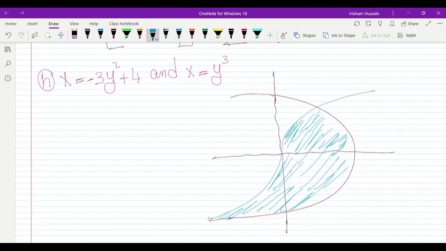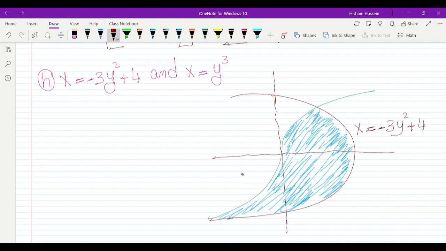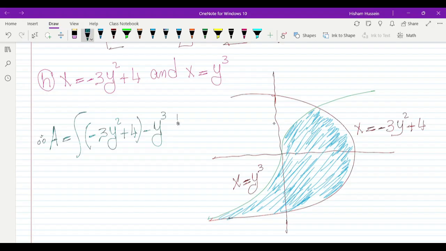So it's proper to think here not of the upper and the lower curve, but the right and left curves. Where is the right curve? The right curve is x equals negative 3y squared plus 4. The left curve is x equals y to the power 3. So the area here will be the integration of the right minus the left, corresponding to the integration of the upper minus the lower. It's the right curve, negative 3y squared plus 4, minus the left, y to the power 3, dy.